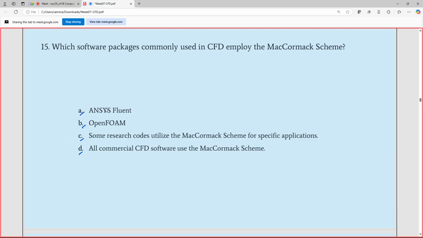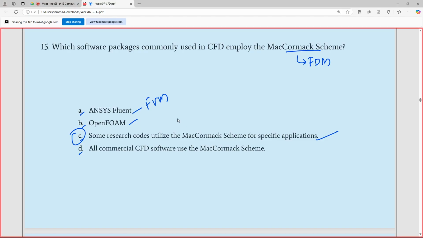Our answer is option C. Some research codes utilize McCormack scheme for specific applications. And also, we have already mentioned that McCormack scheme is a finite difference scheme or finite difference method. And ANSYS Fluent and OpenFOAM are mostly FVM, finite volume method based, and these don't have this McCormack scheme. Also, McCormack scheme is a pretty old and specific scheme for specific purposes. So it's only being used in some in-house codes used for specific applications, kind of shock capturing and all.